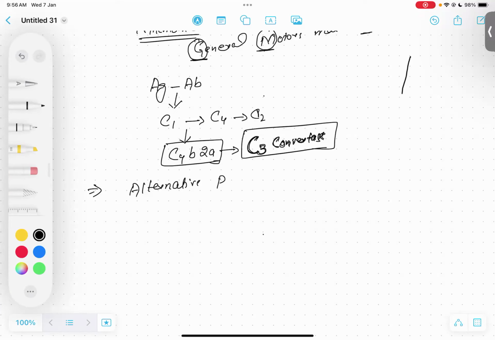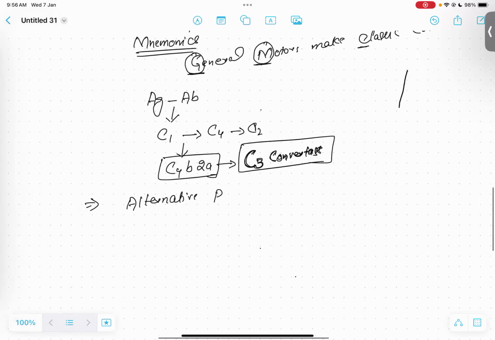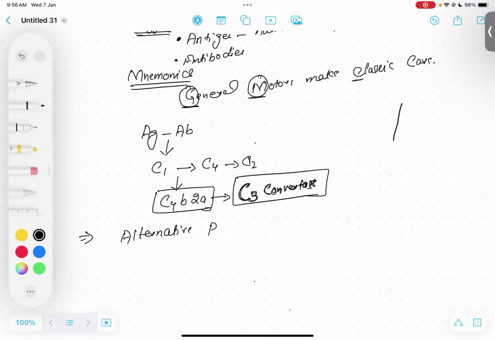Up to this point, all three pathways eventually converge into C3 convertase, and after that the rest of the functions of all these pathways are similar. That's why we're going to discuss the functions of all three pathways together at the end. So the second one is the alternative pathway.